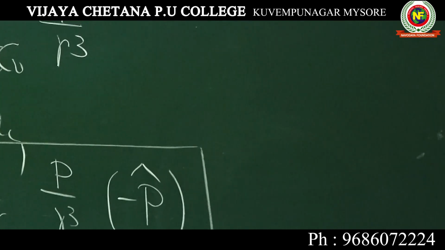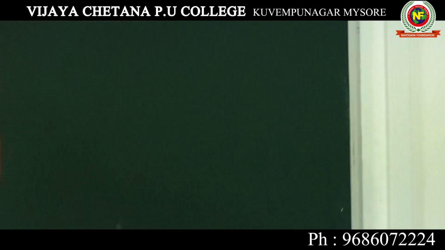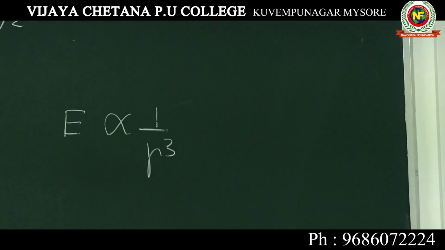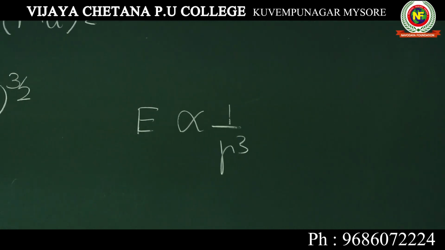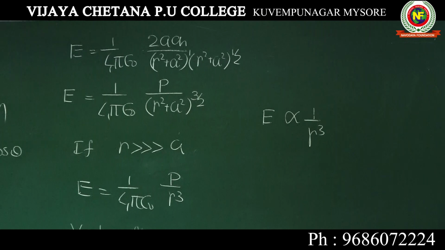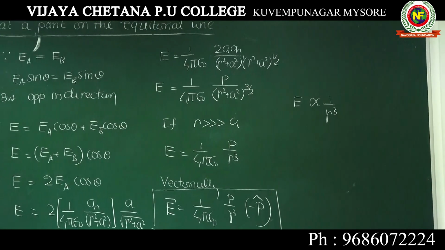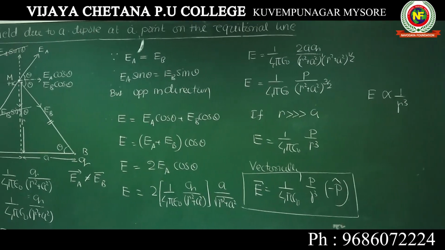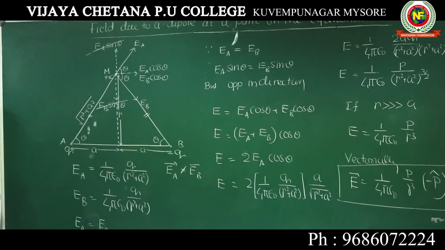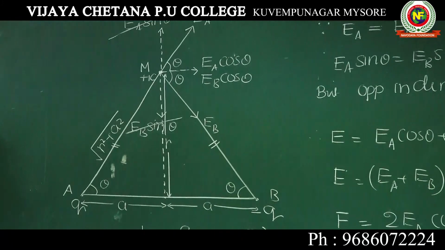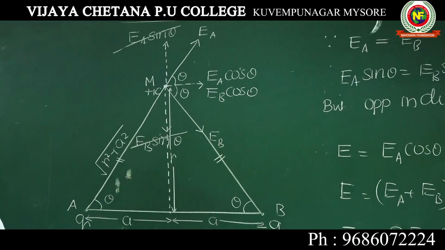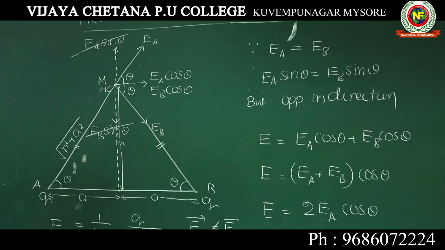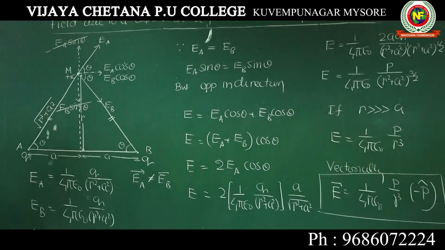Here also you find that electric intensity varies inversely with cube of the distance. This is another important derivation: field due to a dipole at a point on the equatorial line. I think you have followed up to here clearly. These are two important derivations which we have finished today. In the next class, we will continue with a few more such important topics.